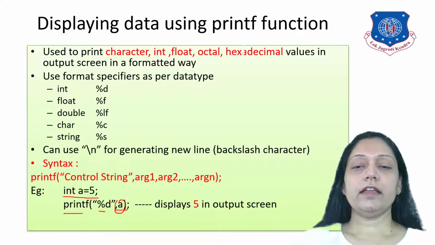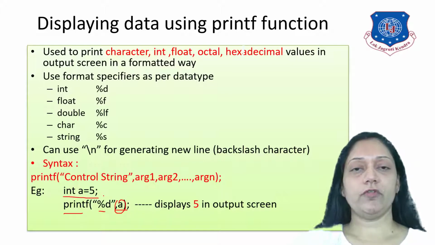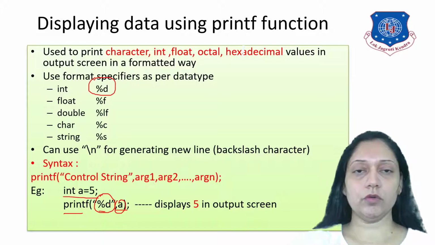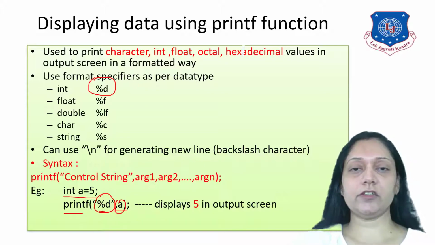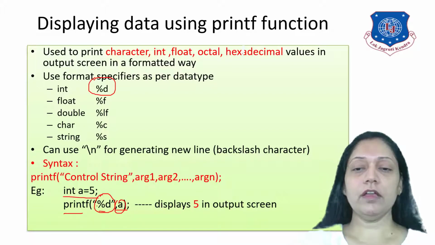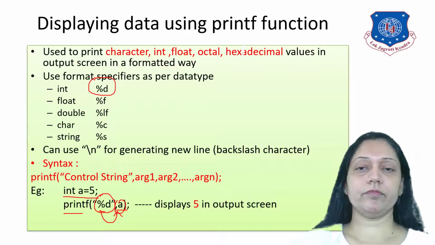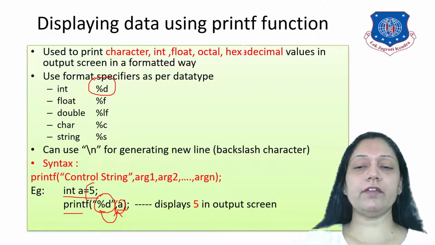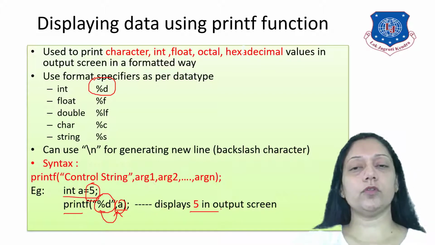In the control string, I want to display the value of a. So a is of integer data, and the format specifier, as we have seen above, is %d. So you write %d in double quotes. It will tell the compiler that you are going to display an integer value, and this value you will get from the variable a. Whatever value you have in a, that is, the value 5, this 5 would be displayed on the screen.